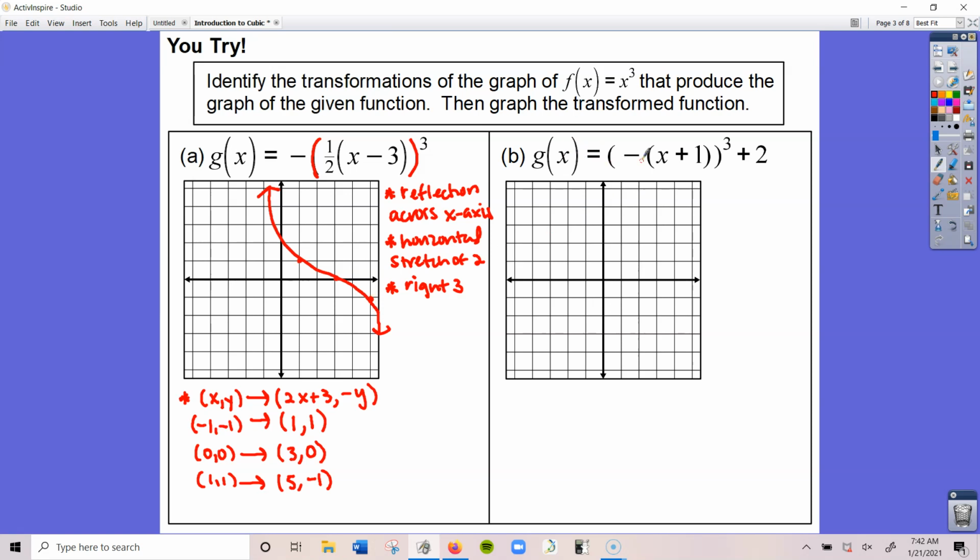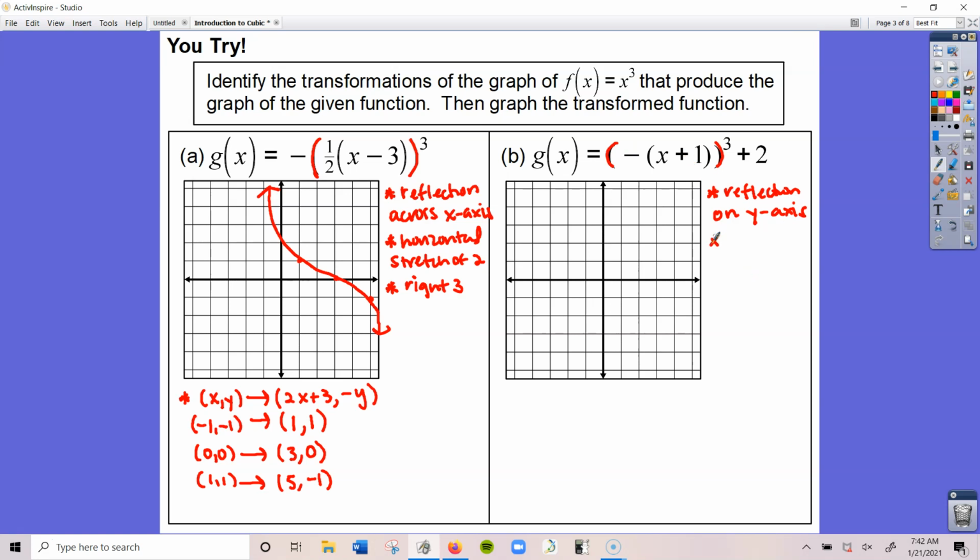Let's see what happens in this equation. We have g of x is equal to negative on the inside, (x plus 1) to the third plus 2. This negative on the inside of my outermost parentheses affects the x's. So if my x's switch signs, that means that it is a reflection on the y-axis.